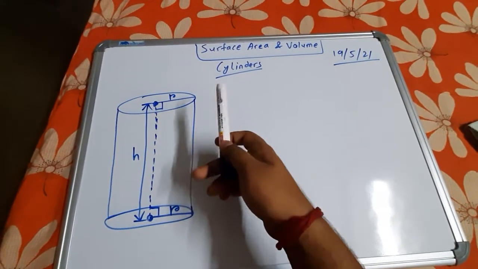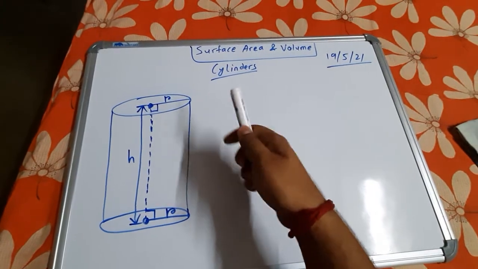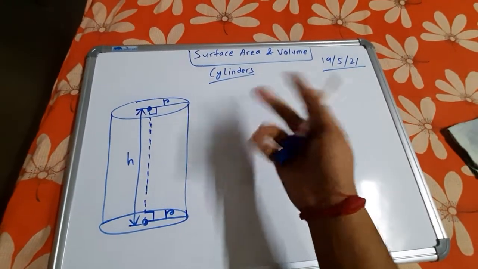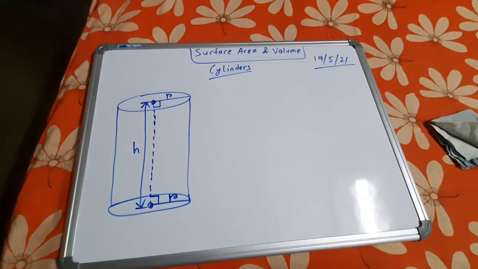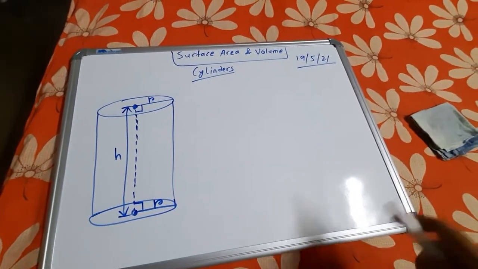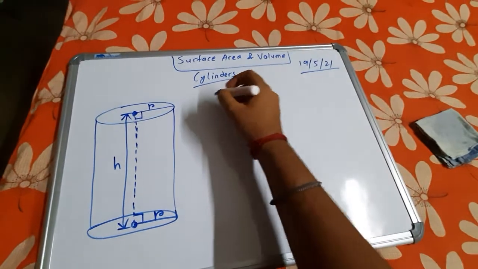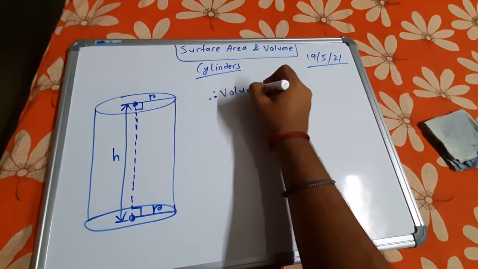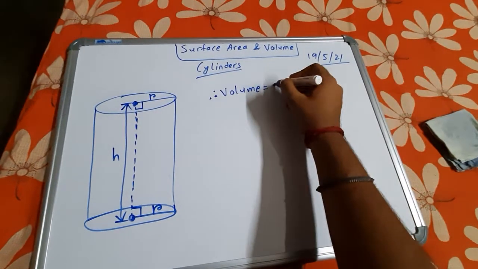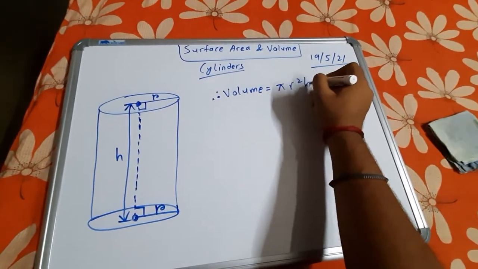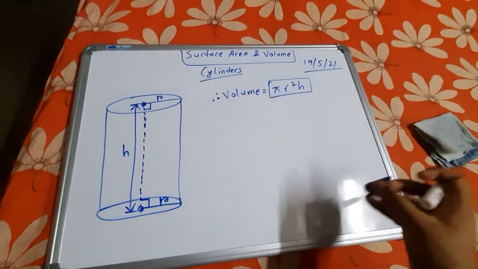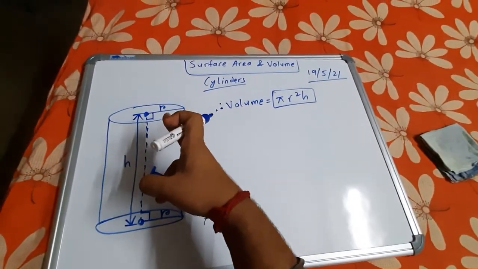Now these two parameters will be used to formulate the formulas for area and volume. There are two areas actually: one is the curved surface area, and another is the total surface area. First, let's take the volume. The formula for the volume of a cylinder is pi r square h. Pi r square h, radius square into h. Both r and h are there.